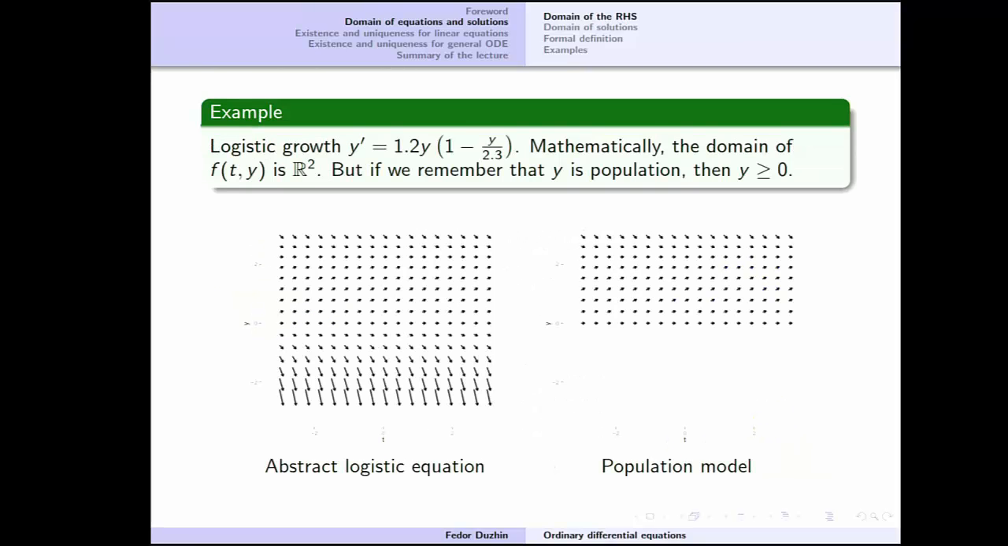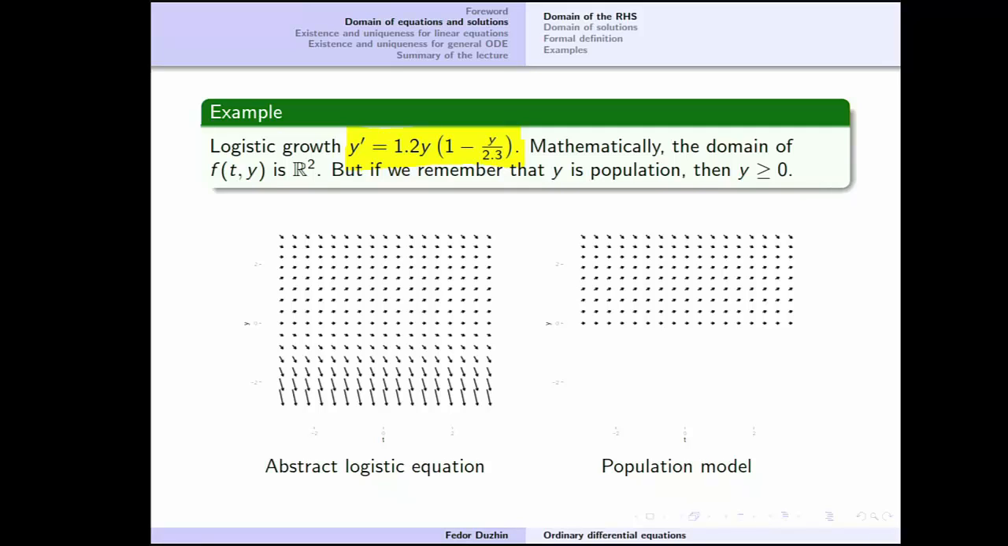Well, and one more little example is the logistic equation. If you think of this as an abstract equation, if you just don't know that it is a logistic equation, if you just look at this as an ODE, if I don't tell you that it is supposed to be a population model, then formally speaking, the right-hand side makes sense for any combination of t and y, which means that its domain is the whole plane R2.